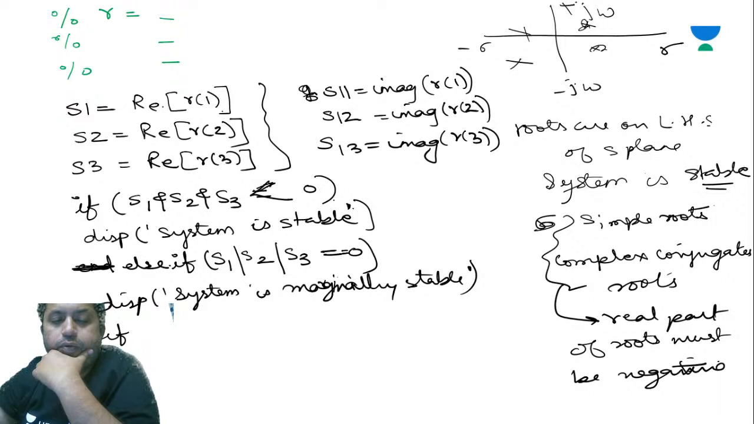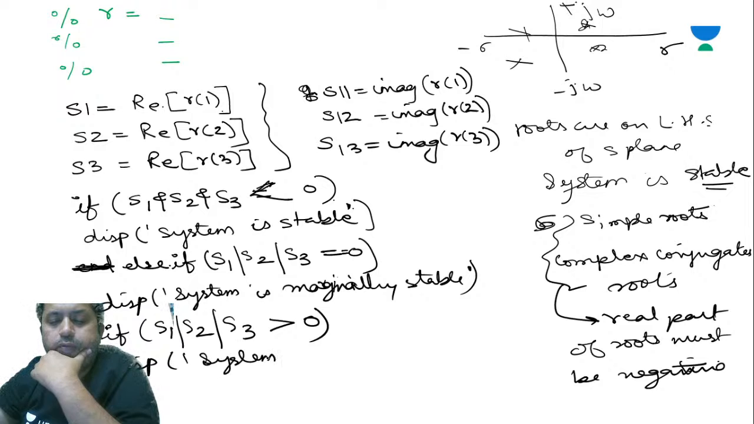If again else if S1 or S2 or S3 is greater than 0, display system is unstable. Even if one root is on the right hand side, the system is unstable.